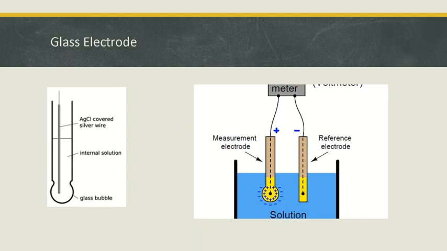Coming to the diagram of that construction, we can see here the glass electrode has a glass bulb down here, and inside this glass bulb it is filled with 0.1 normal HCl solution. Inside this glass electrode we have an internal electrode, that is a silver wire coated with silver chloride, acting as the internal electrode. So this is the glass electrode construction.